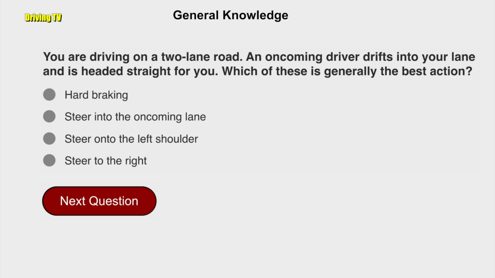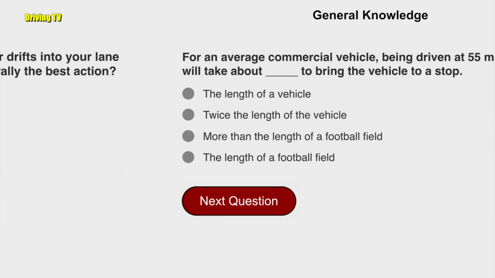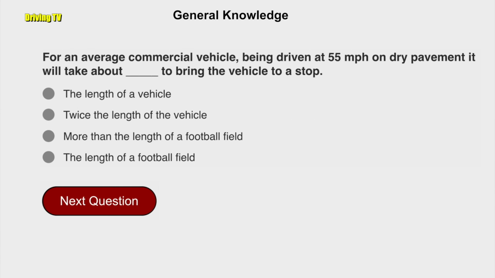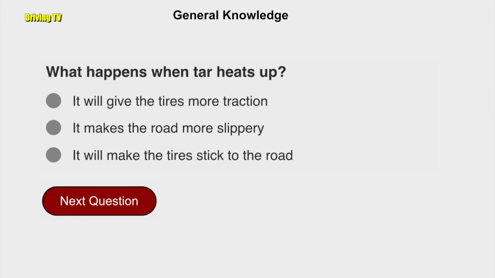You are driving on a 2-lane road. An oncoming driver drifts into your lane and is headed straight for you. Which of these is generally the best action? Steer to the right. For an average commercial vehicle, being driven at 55 miles per hour on dry pavement, it will take about more than a length of a football field to bring the vehicle to a stop. What happens when tar heats up? It makes the road more slippery.